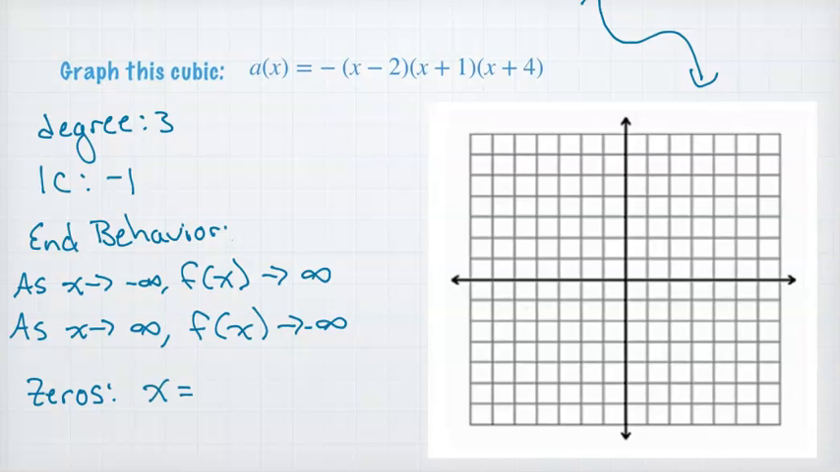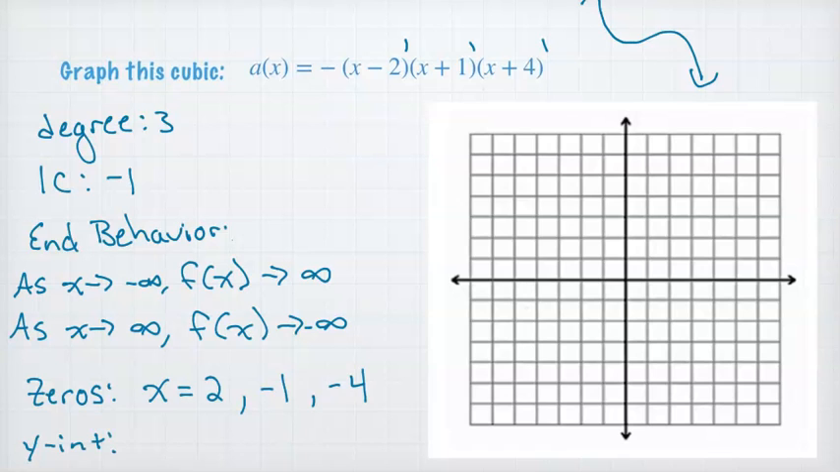The value of x that makes the first parenthesis 0 is 2. The value of x that makes the second parenthesis 0 is negative 1. And the value of x that makes that third parenthesis 0 is negative 4. Note that each one of these parentheses is only repeated once, so they all have a multiplicity of 1. Finally, my y-intercept.